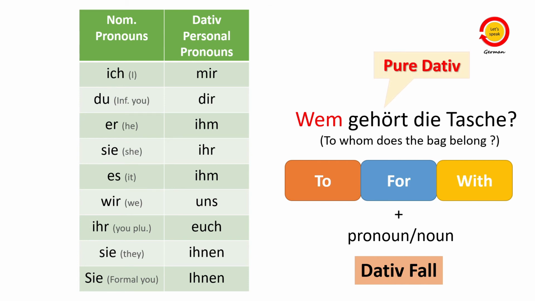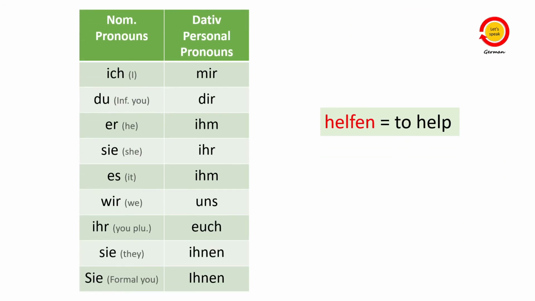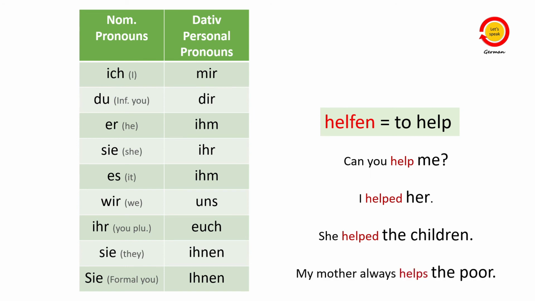The important thing to note here is that this kind of translation doesn't always work. For example, if we consider another pure dative verb, helfen, which means to help. In English, there is generally no preposition used in front of pronouns while using this verb. We simply use, can you help me? I helped her. She helped the children. My mother always helps the poor, etc. Though helfen is a pure dative, we cannot understand the logic with the English language. And this is why learners are recommended to memorize the dative verbs like helfen.